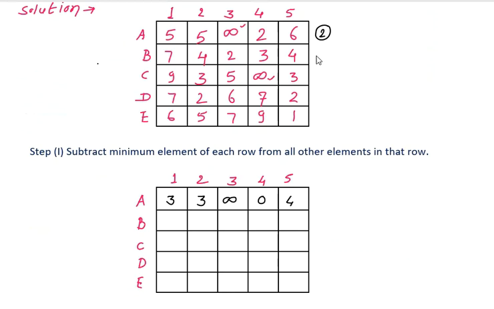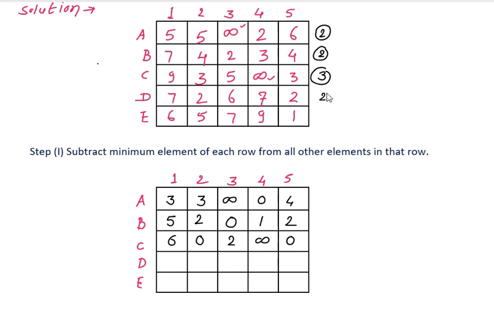The smallest element of the second row is 2. Subtracting 2 from all the elements of the second row, we get 7 minus 2, 4 minus 2, 2 minus 2, 3 minus 2, 4 minus 2. The smallest element of the third row is 3. Subtracting 3 from all the entries of the third row, we get 9 minus 3, 3 minus 3, 5 minus 3, infinity minus 3 is infinity, and 3 minus 3 is 0.